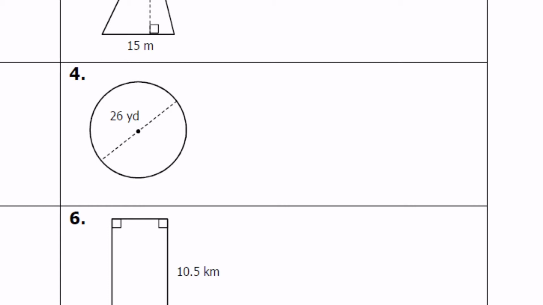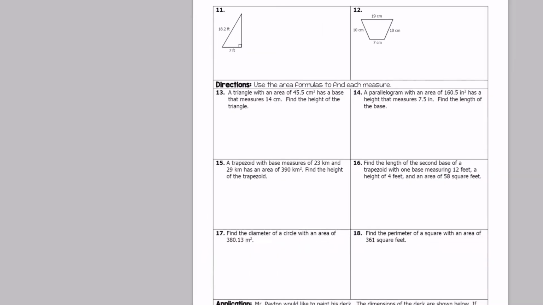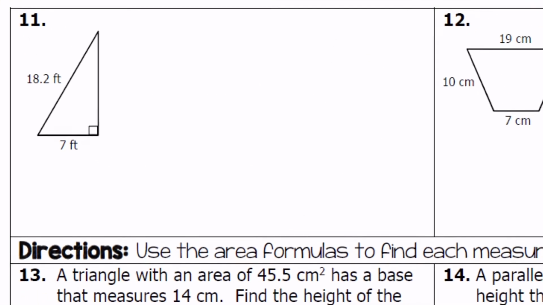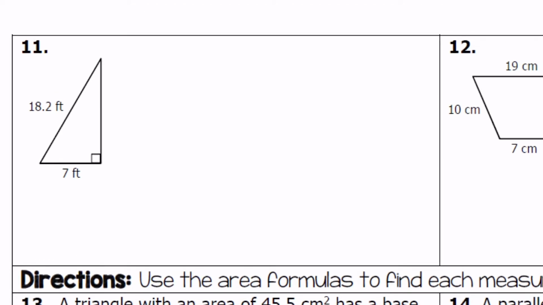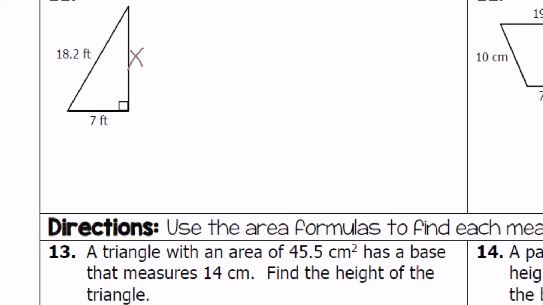Okay, so if you flip it over, I want to look at number 11. The formula for the area of a triangle is 1/2 base times height, right? In this case, we're not given the height of my triangle. However, since this is a right triangle, we can find that using our Pythagorean theorem.